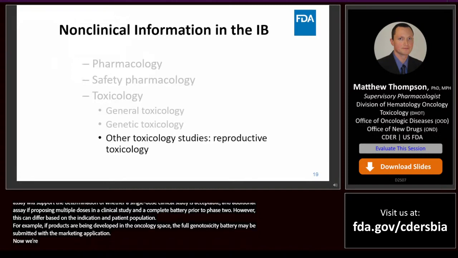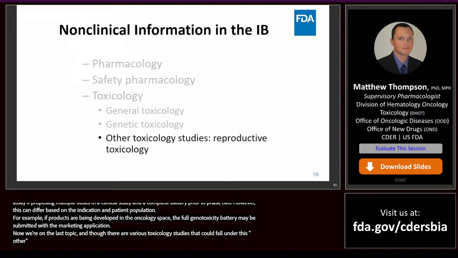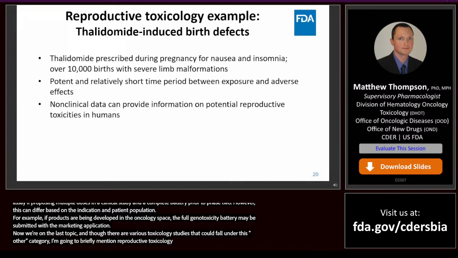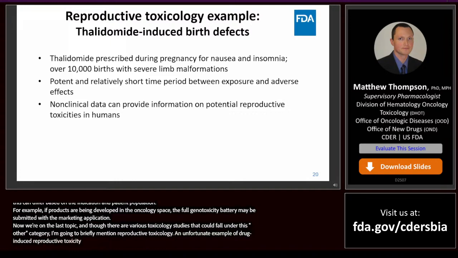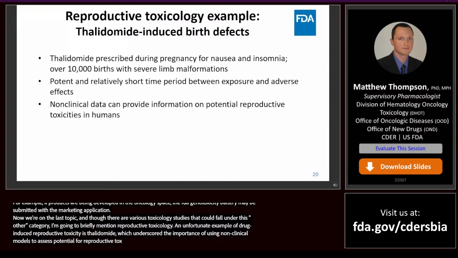Now we're on the last topic, and though there are various toxicology studies that could fall under this other category, I'm going to briefly mention reproductive toxicology. An unfortunate example of drug-induced reproductive toxicity is thalidomide, which underscored the importance of using non-clinical models to assess potential for reproductive toxicity in humans.